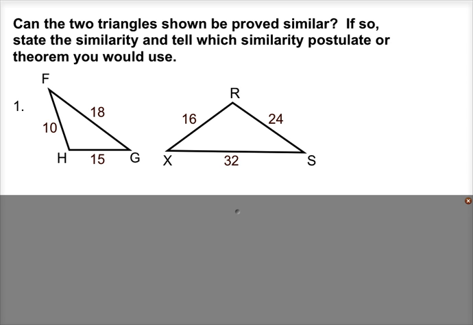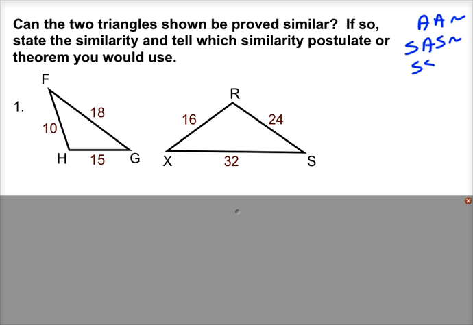Okay. Can the two triangles shown be proved similar? If so, state the similarity and tell which similarity postulate or theorem you would use. In my mind I'm thinking I'm going to try angle-angle similarity, side-angle-side similarity, or side-side-side similarity. I typically look at it and say if I have two angles, I'm probably going for angle-angle. If they only give me one angle, I'm probably going to look for the sides that make it up. And if they don't give me any angles at all, I try side-side-side.